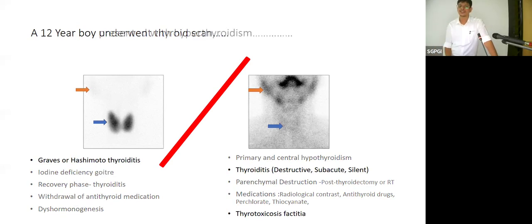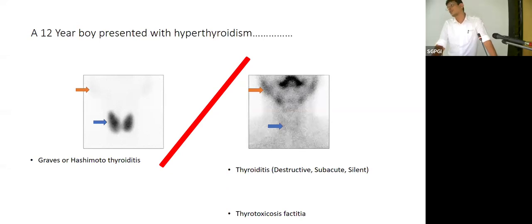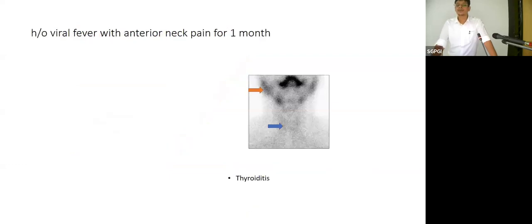Just add a little bit of history. Now the patient is having hyperthyroidism. So now the DD has become slightly decreased: Graves or thyroiditis. Again, he had a history of viral fever with anterior neck pain for 1 month. Now the only thing which is most likely is thyroiditis.